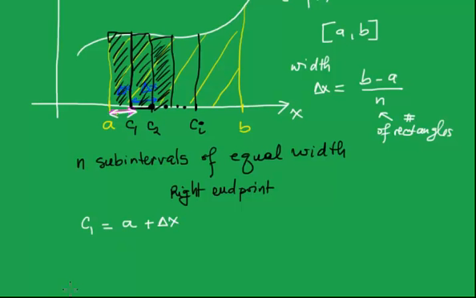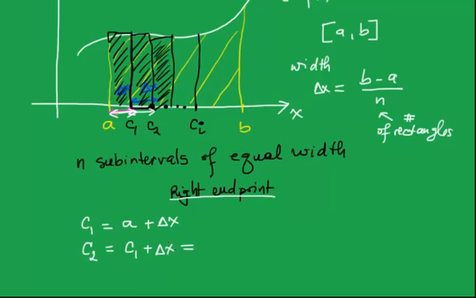Because remember, over each subinterval, we are picking the right endpoint. And we can do the same analysis for the left endpoint, but I'm just going to focus on the right endpoint here. For the left endpoint, the analysis is exactly the same. So now, if we want to compute C2, C2 would be equal to C1 plus delta x.